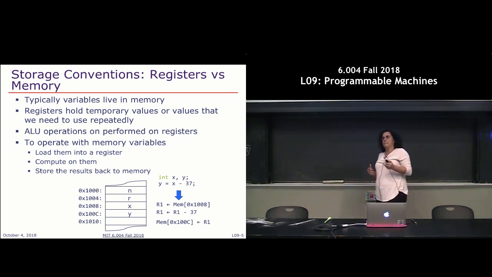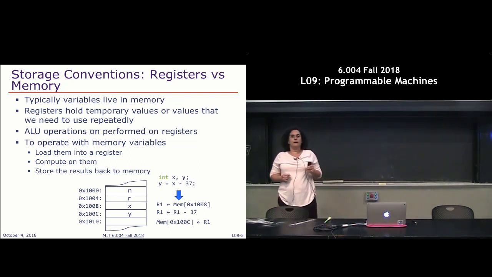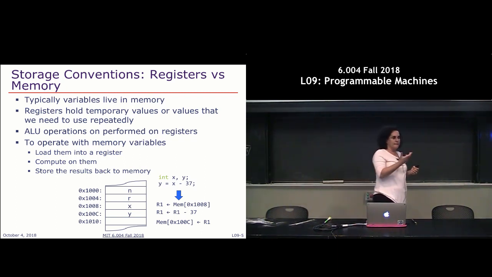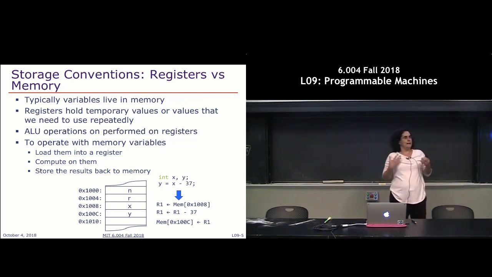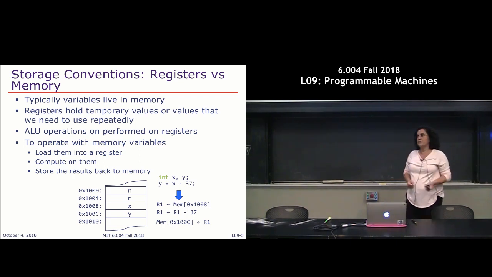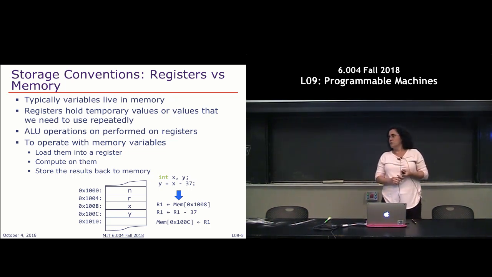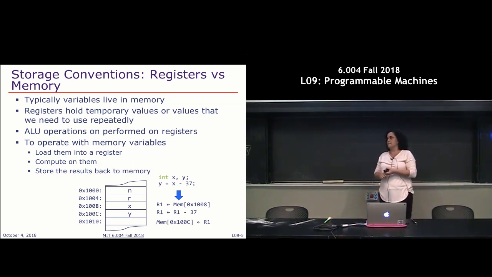The ALU operations, however, in the ALU that we've built, are going to work only on the registers. They can't work on pieces of data that come directly from the memory. So in order to operate on things that come from memory, we first need to load the value from memory into a register. Then we operate on it using our ALU, which can get information from the registers. And then we need to take our result and store it back into memory.